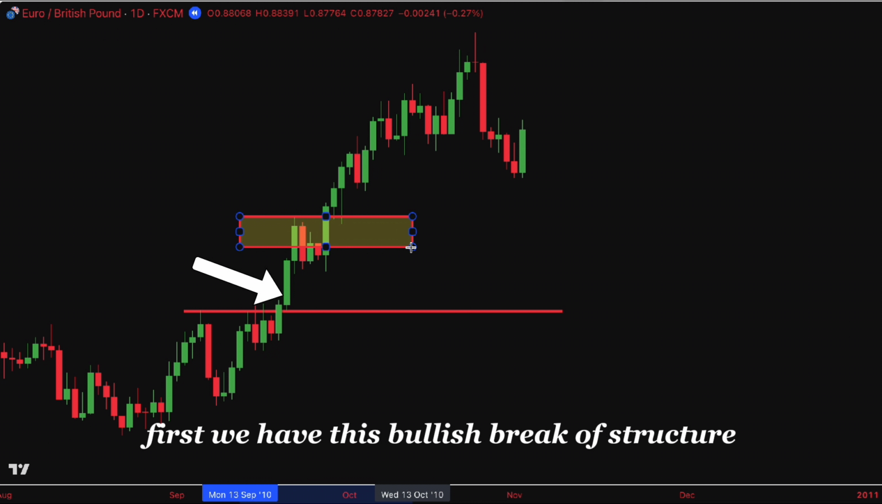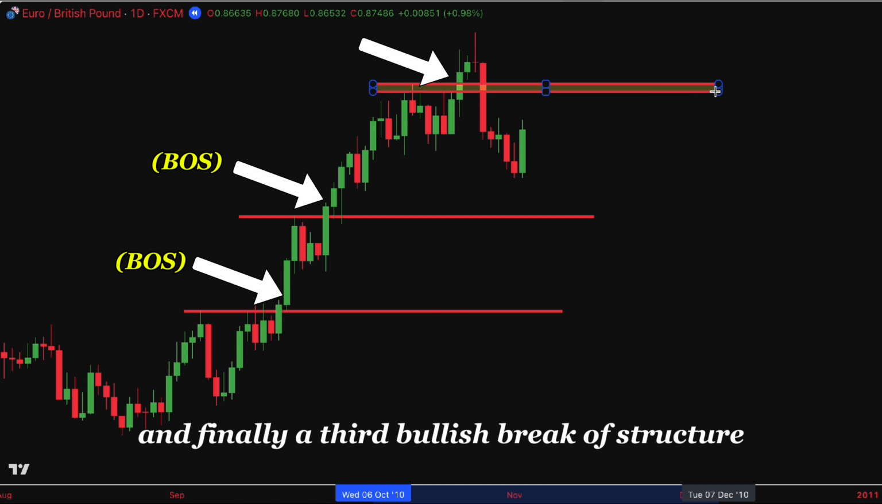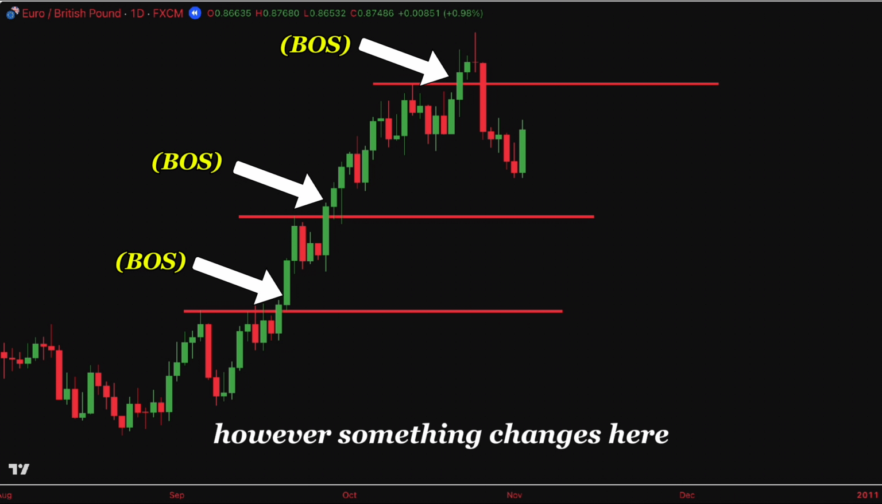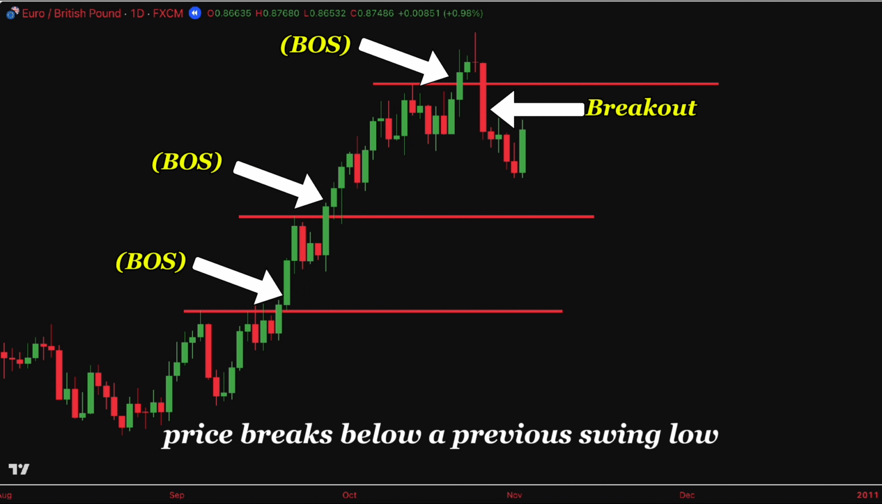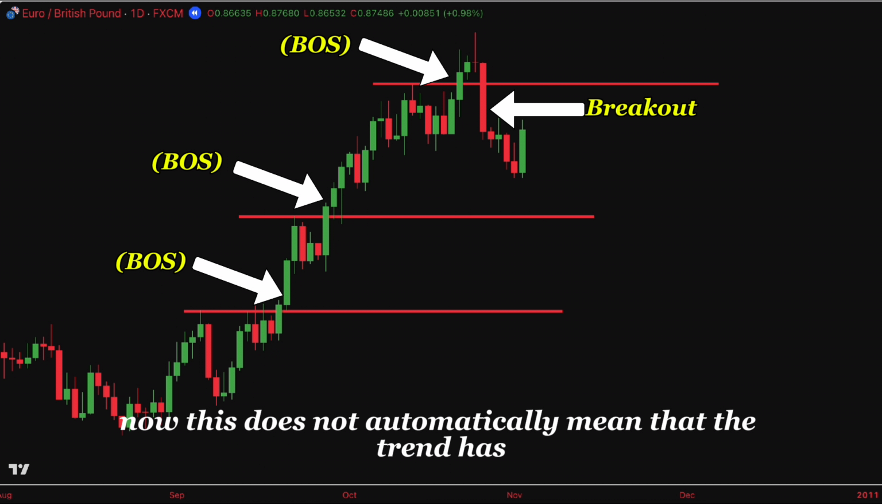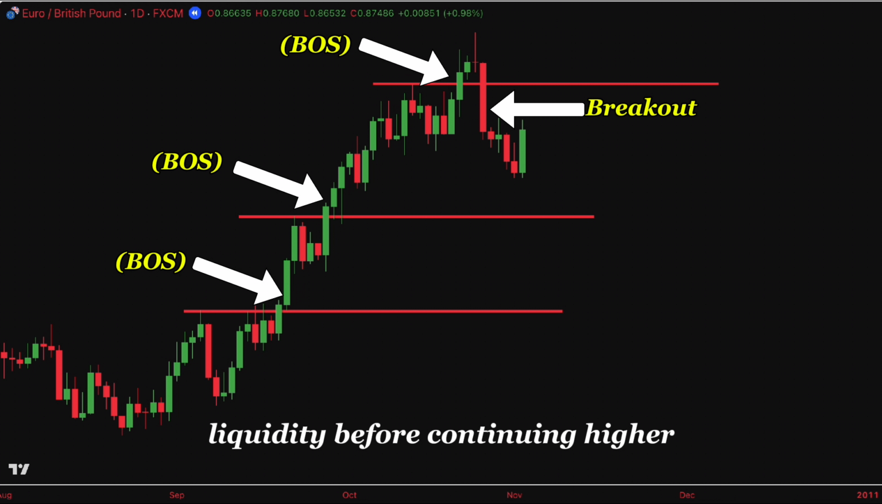First, we have this bullish break of structure, then another bullish break of structure, and finally a third bullish break of structure. At this point, the market is clearly in an uptrend. However, something changes here. For the first time, price breaks below a previous swing low, forming a bearish change of character. Now, this does not automatically mean that the trend has reversed. The market could simply be taking liquidity before continuing higher.